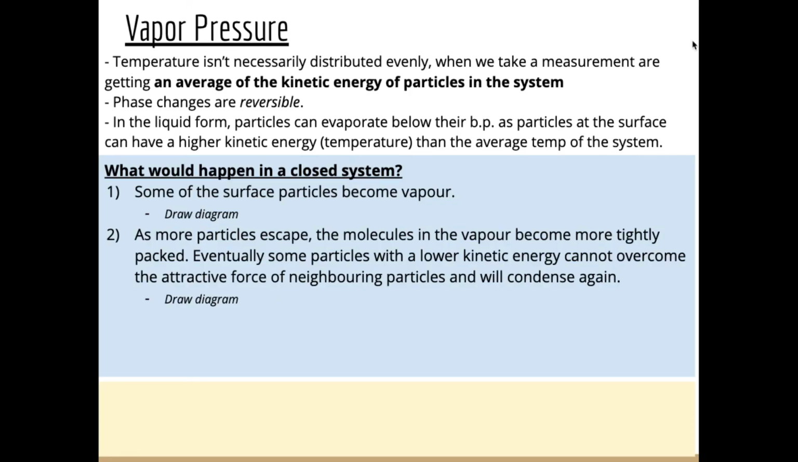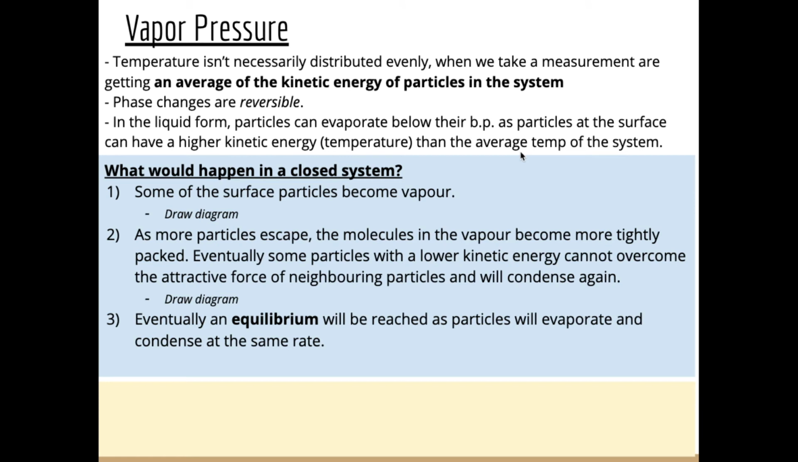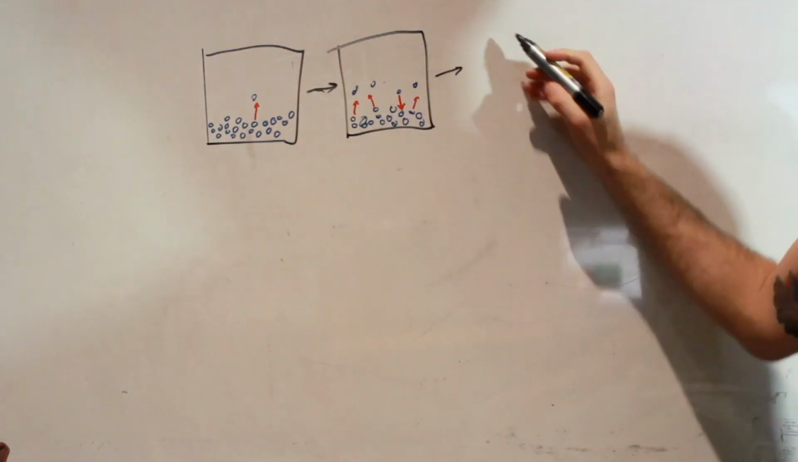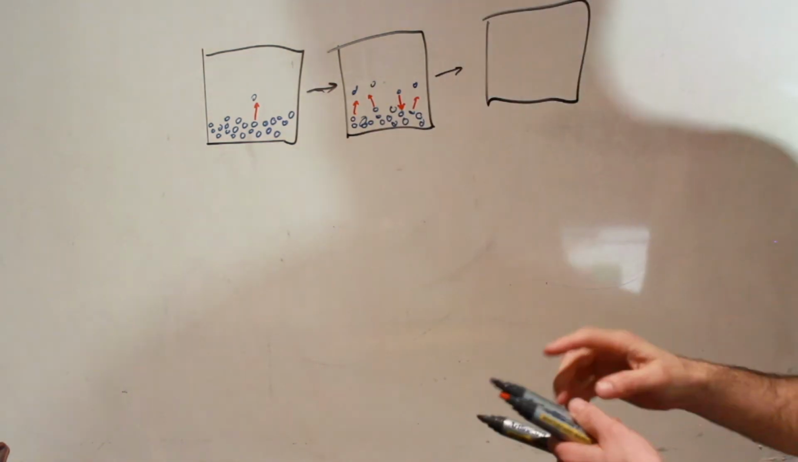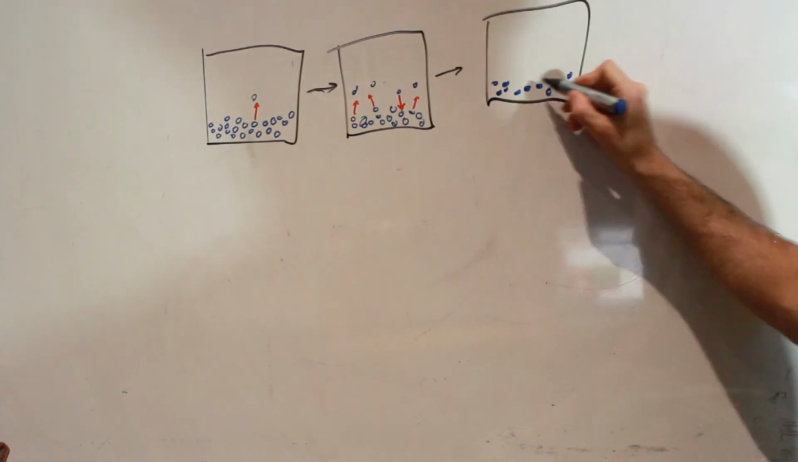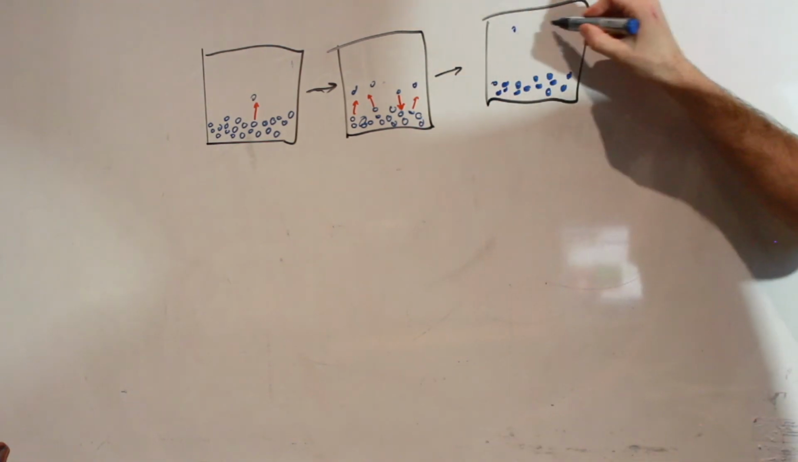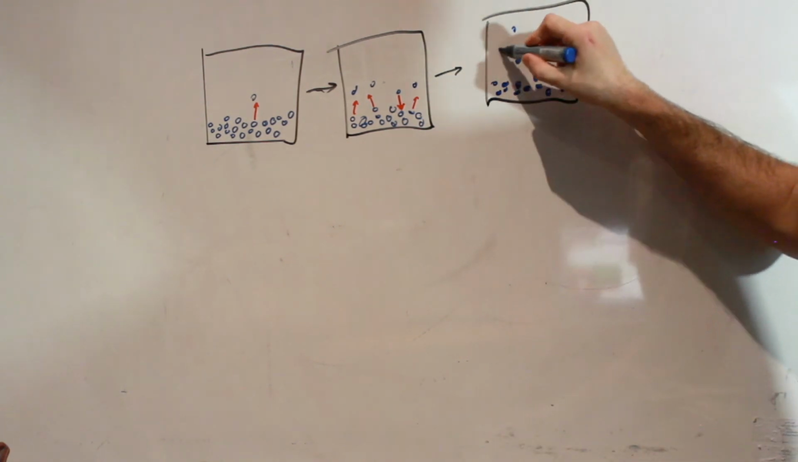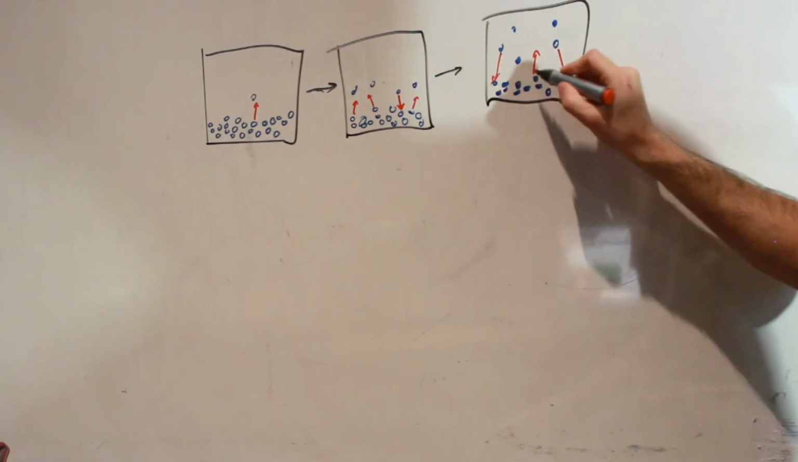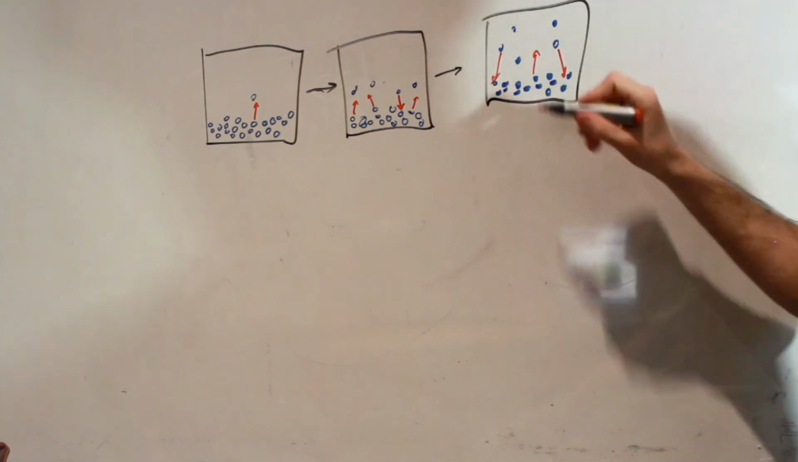From there, eventually what will happen is an equilibrium will be set up. An equilibrium means a balance. Eventually an equilibrium will be reached as particles will evaporate and condense at the same rate. So, over time in my closed system, I will eventually get an equilibrium where the particles are moving between the gaseous phase and the liquid phase at the same rate. So you won't see any net overall change.